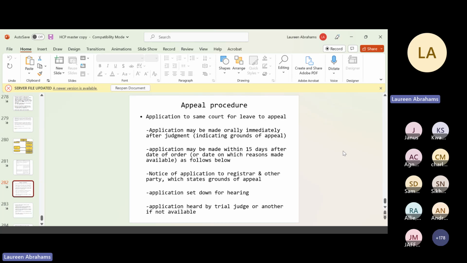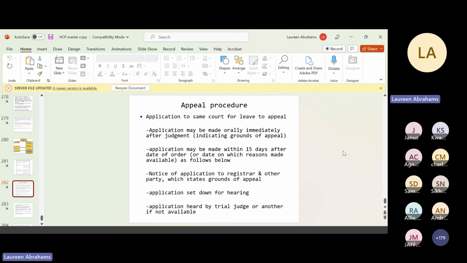And the test that the courts apply when they hear an application for leave to appeal is, will another court, when it hears this case, these facts, and applies the law, come to a different decision? Is there a possibility that another court may come to a different decision? And if the answer is yes, then the court will give you leave to appeal. If the answer is no, if the court says another court looking at this will come to exactly the same decision that I have come to, then you don't get leave to appeal.